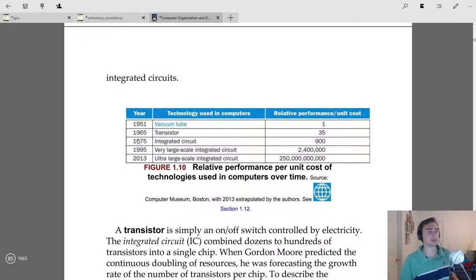Then we move on to the integrated circuit. We started bunching up transistors together onto a single chip. By 1975, we were already at about 900 times better than a vacuum tube and about 30 times better than 1965-level technology. And this improved even further in the next 20 years. We started putting more and more transistors together into what we call very large scale integrated circuits, right? And this is about 2.4 million times the performance per unit cost of a vacuum tube. And then to the outrageous 2013 number of about 250 billion times better than a vacuum tube.